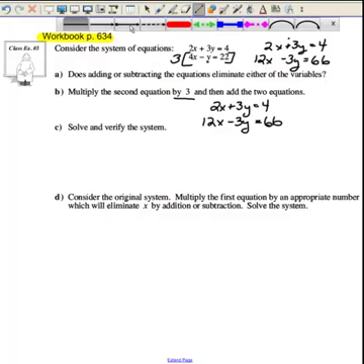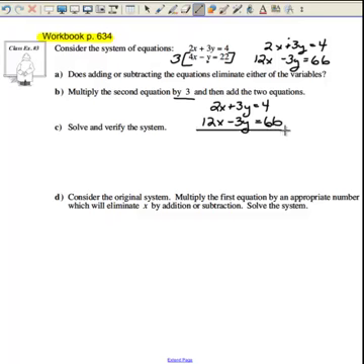Now, what I see is that I have the same coefficient with a different sign in front of it. So I'll just be able to add the two equations together to eliminate the y's. So 2x plus 12x is 14x. 3y plus negative 3y is 0y. That's what I wanted. I need to get rid of the y's. And 4 plus 66 is 70. So divide both sides by 14, and I'm finding out that x equals 5.